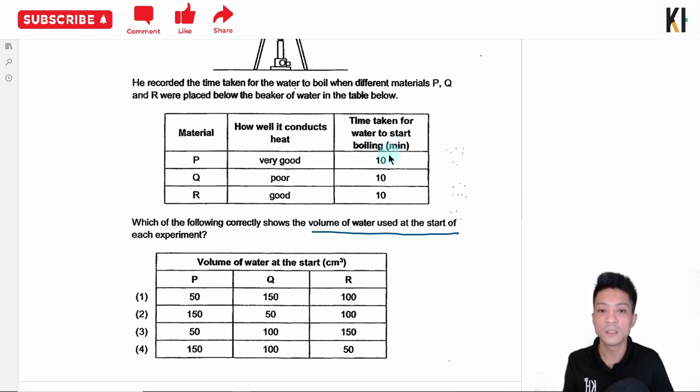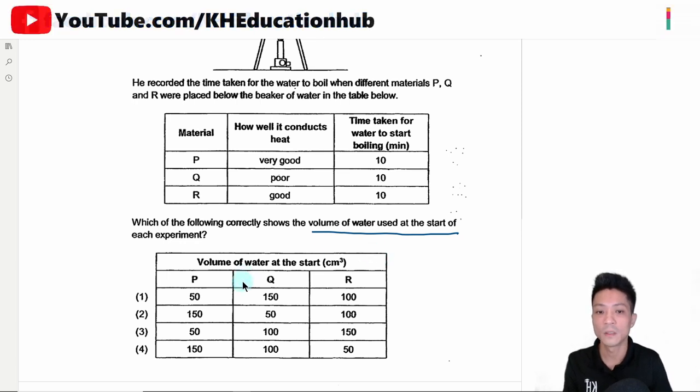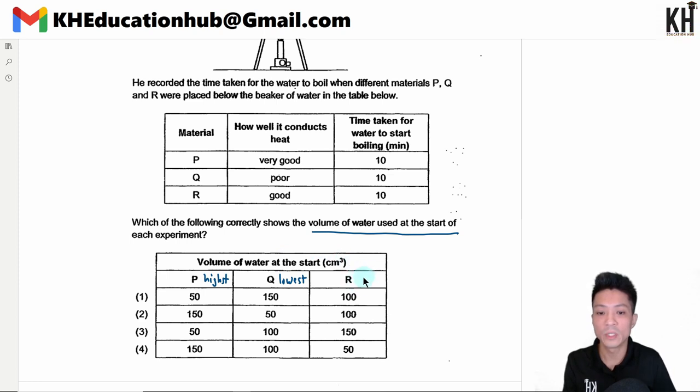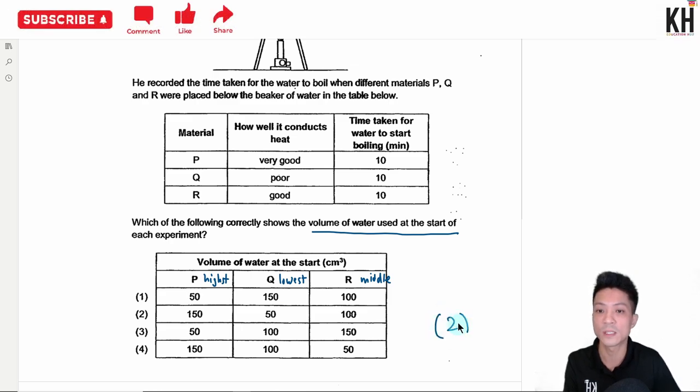So if the time taken for all the water to boil is the same, it means that the amount of water used at the beginning is probably different. P should have the highest volume, since it is a very good conductor of heat. And then Q should have the lowest. R should be the middle. So which option shows that P is the highest, which is 150, Q is the lowest, and R is the medium? Only option 2 shows that. So the answer is number 2.